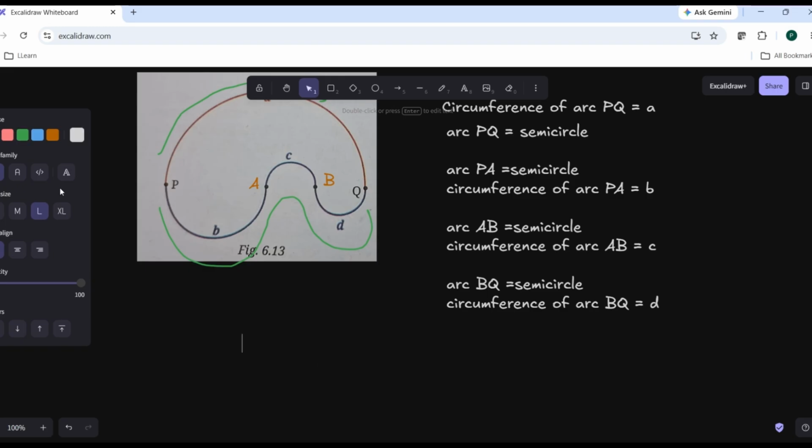To find out, is A greater than B plus C plus D, or is A less than B plus C plus D? Or the third case, is A equal to B plus C plus D?